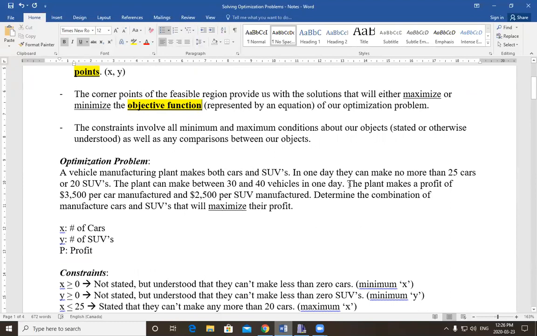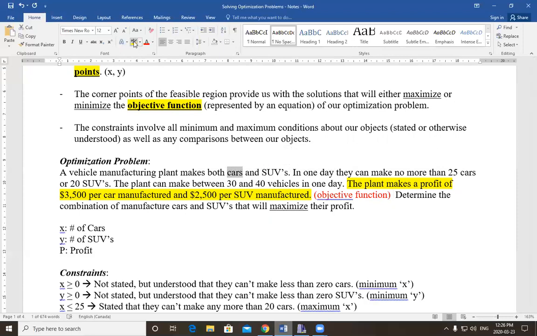So this here is going to be our hint for the objective function. I'm just going to put this in red. Determine the combination of cars and SUVs that will maximize their profit. So we're dealing with cars being produced, and we're dealing with SUVs. Again, we're only doing 2 variable inequalities.